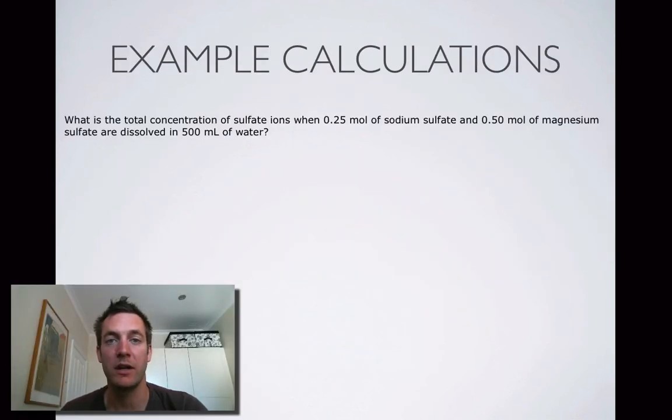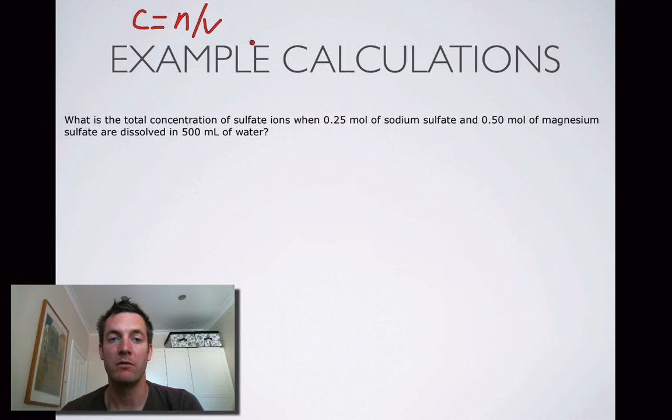Here's a couple of example calculations to see how we can actually find the concentration of ions in solution. Remembering now the formula that we saw in the last film, which was that C equals N on V, right? So that is the concentration in moles per litre equals the number of moles divided by the volume. Remember, the volume must be in litres.